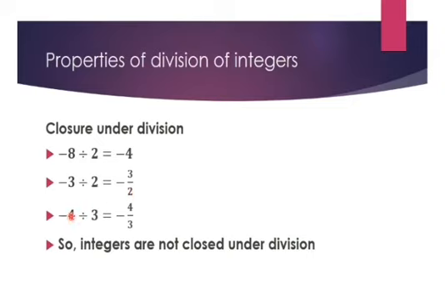Okay, the next case, minus 4 divided by 3. We simply divide as whole numbers, 4 by 3, and put a negative sign. We get minus 4 by 3, which is not an integer. So integers are not closed under division. The closure property is not satisfied in division of integers.